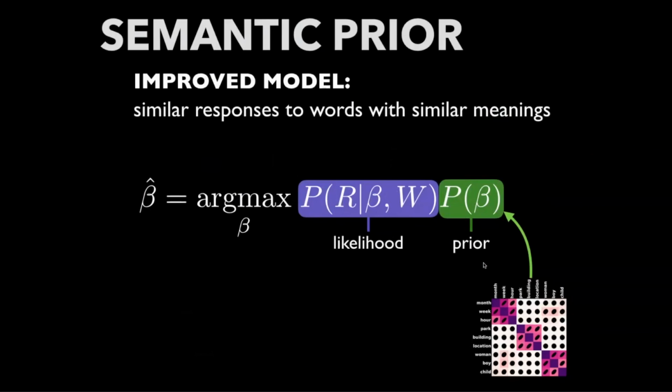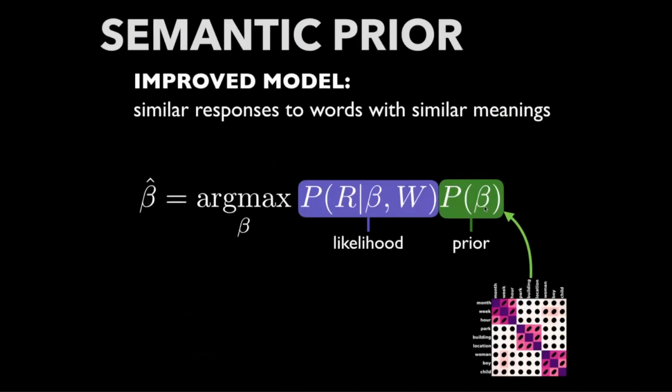Okay? So what this prior will do is assign high probability to sets of weights where they obey the prior. So it'll assign a high probability to a set of weights where the weights for month and week are similar, and a low probability to weights where month and week are very different. Right? So it'll bias the resulting argmax over betas here to look more like this prior than it would otherwise.